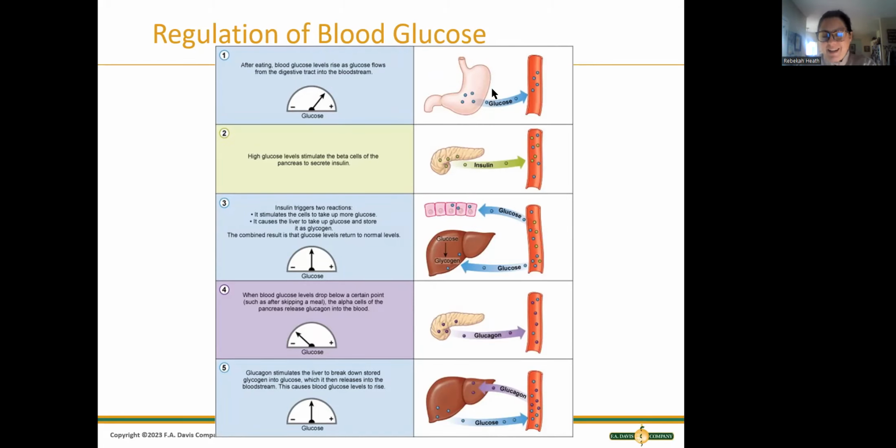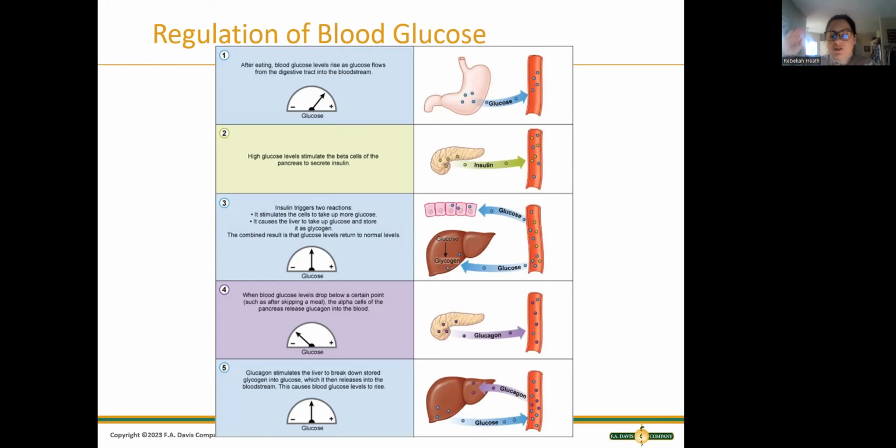But you eat that, glucose is absorbed and goes into your bloodstream. The higher glucose levels then stimulate the beta cells on your pancreas to secrete insulin. Insulin triggers a couple different things. One, it triggers the cells to allow more glucose to go into the cells. It also triggers the liver to start storing some of that. It stores it as glycogen. We'll talk about that a little later as well.